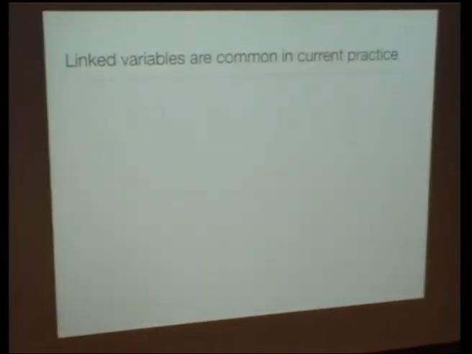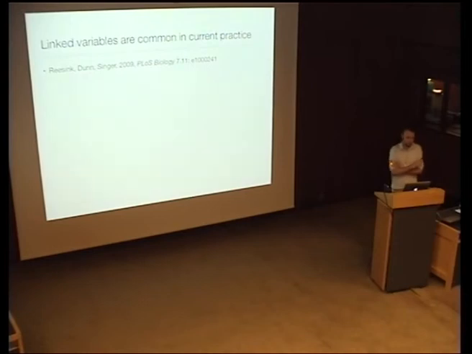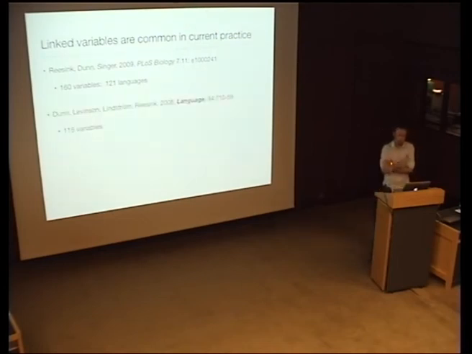To make that point, let me focus on a paper by Reesink, Dunn and Singer, 2009, published in PLOS Biology. They were using the structure algorithm. This was a study of 160 linguistic variables across 121 languages. And what concerns us is the variables. The variables themselves are mostly carried over from two earlier studies by Dunn and colleagues published in the peak linguistics journal Language and in this journal that you'll all know, Science. So this is a set of variables that's been refined over several years and which has passed through the review process of both Science and Language.